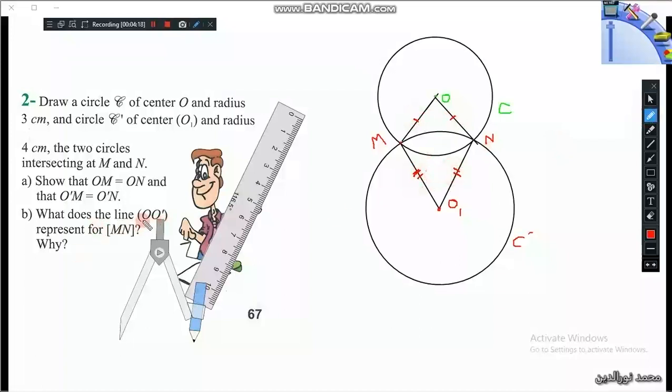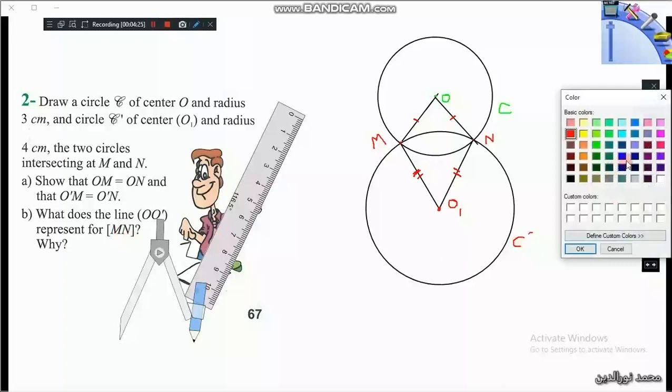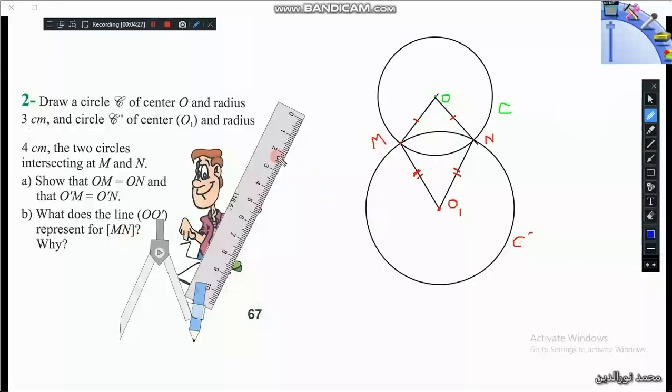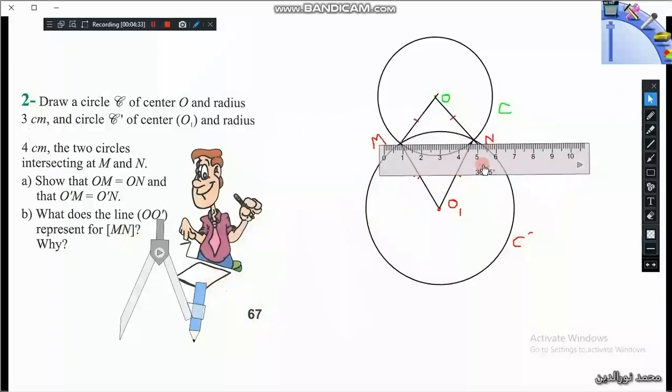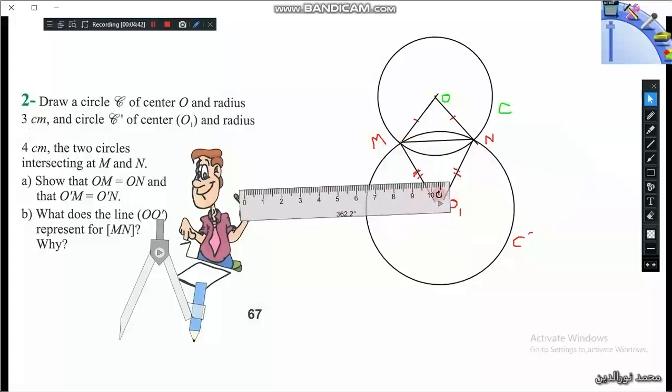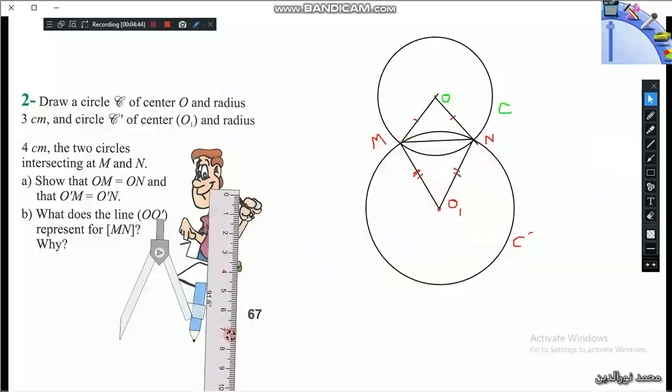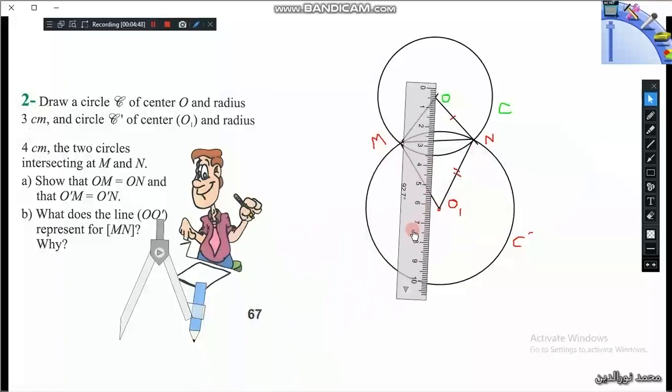What does the line OO prime represent for the segment MN? So we will draw segment MN. So the segment MN, and the question is, what does O1 represent for this segment?